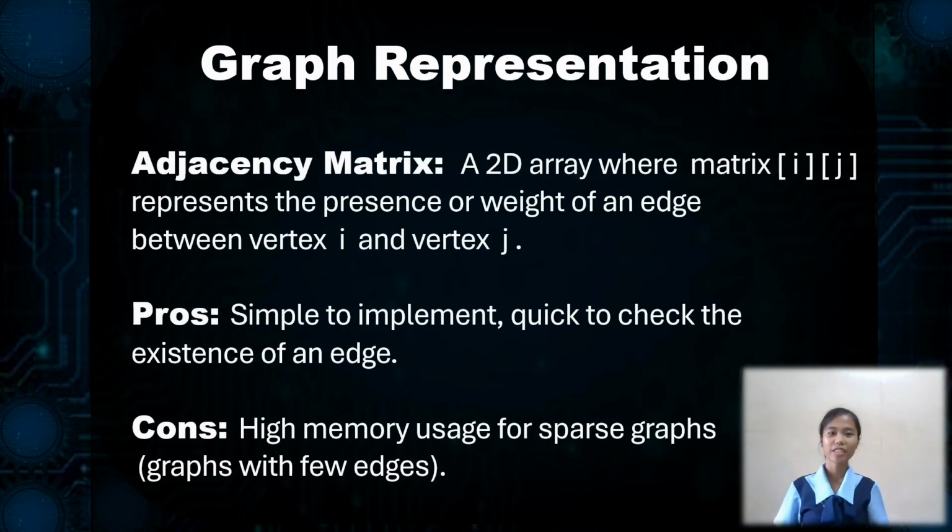Next, we will be discussing graph representation. Adjacency matrix: a 2D array where each entry represents the presence or weight of an edge between one vertex and another. Pros: simple to implement and quick to check the existence of an edge. Cons: high memory usage for sparse graphs, or graphs with few edges.